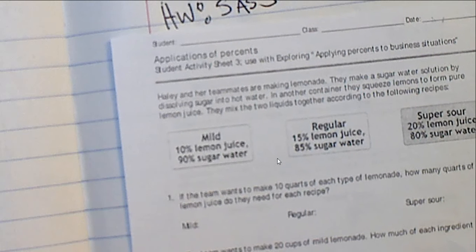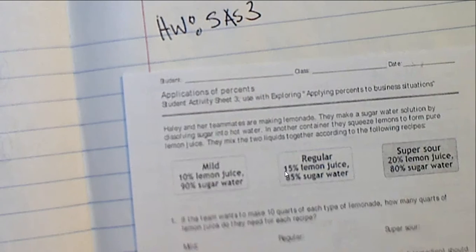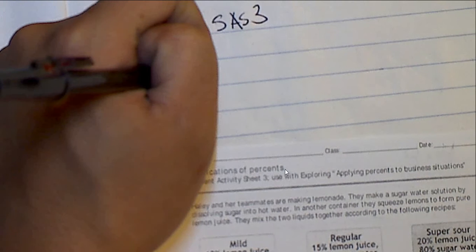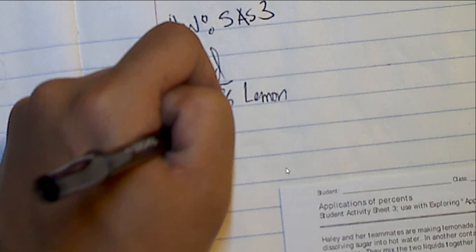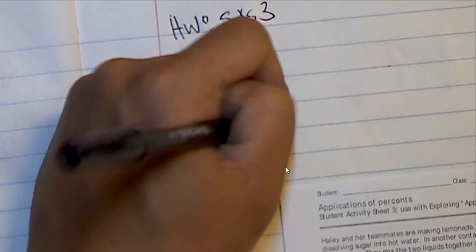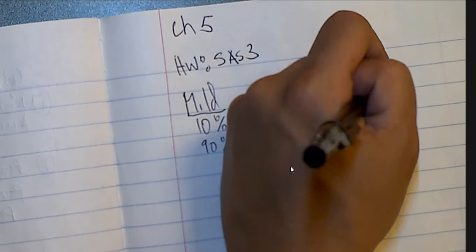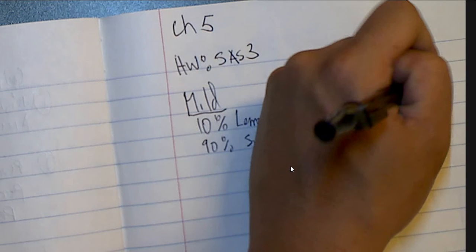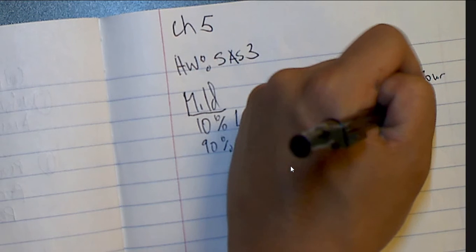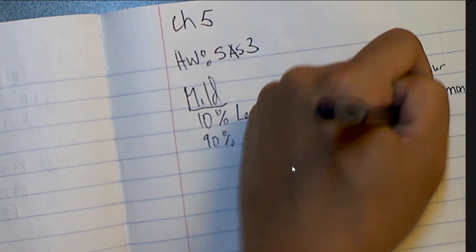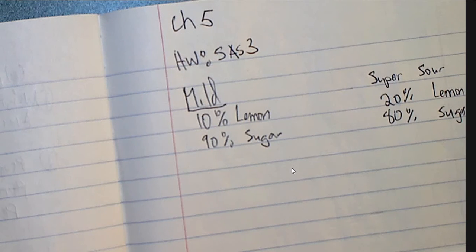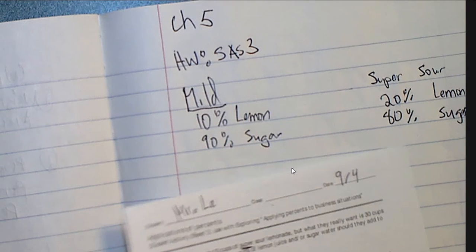We've got mild and super sour. So this is what we know. We know the mild one has 10% of lemon juice and 90% of sugar water. And then super sour is 20% lemon juice, and it has to be 80% sugar water.